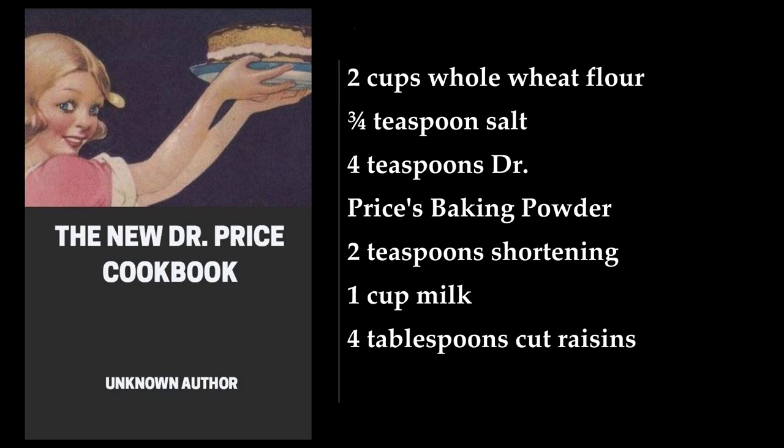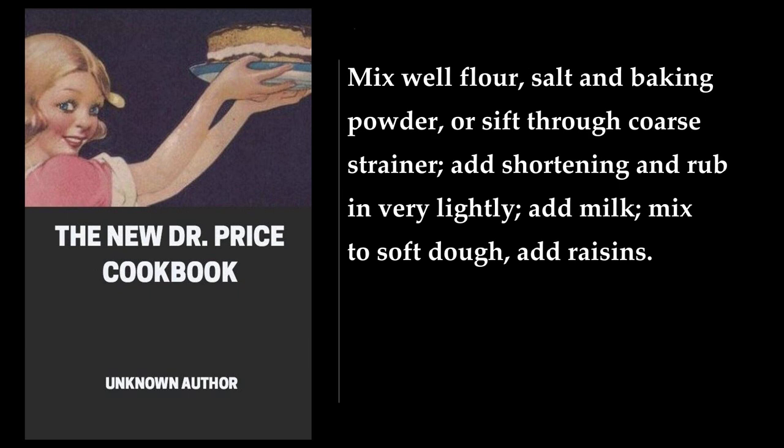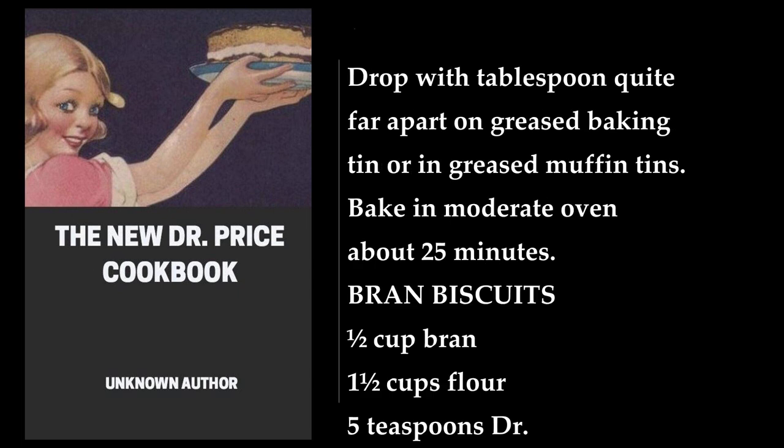2 teaspoons shortening. 1 cup milk. 4 tablespoons cut raisins. Mix well flour, salt and baking powder, or sift through coarse strainer, add shortening and rub in very lightly, add milk, mix to soft dough, add raisins. Drop with tablespoon quite far apart on greased baking tin or in greased muffin tins. Bake in moderate oven about 25 minutes.